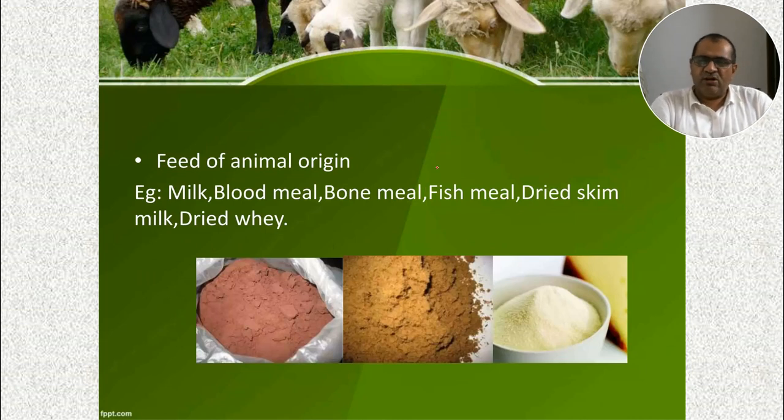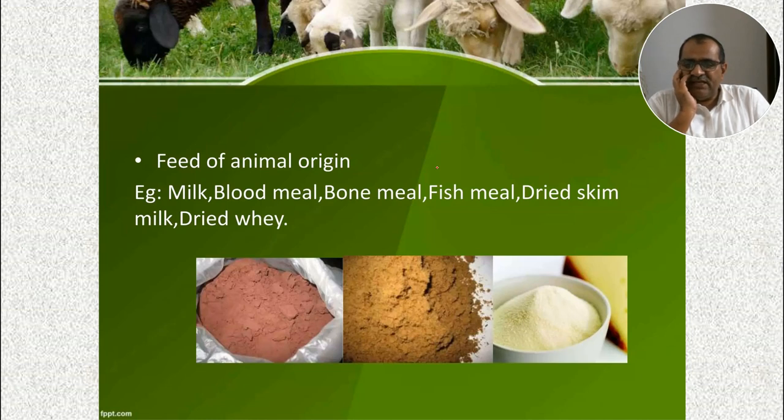The feed of animal origin, like milk, especially milk powder, is used especially in the calf starter only, because the cost of milk is also high, especially in the case of cattle feed or calf starters, and sometimes broiler starters and many more.